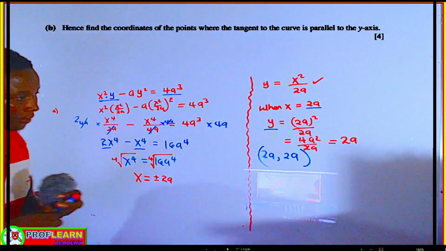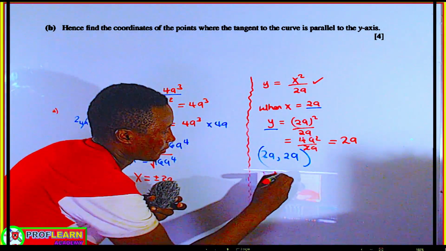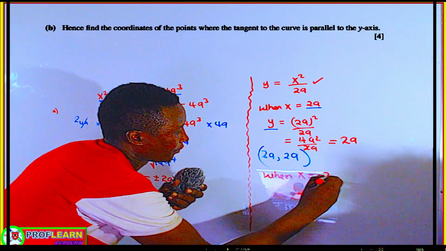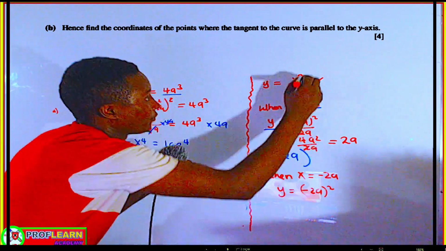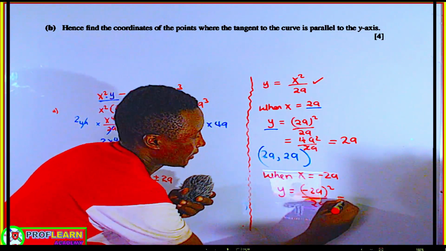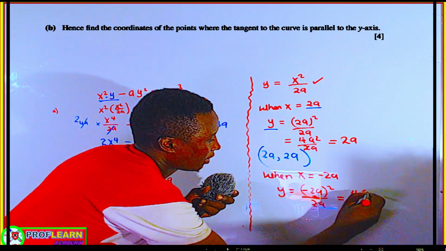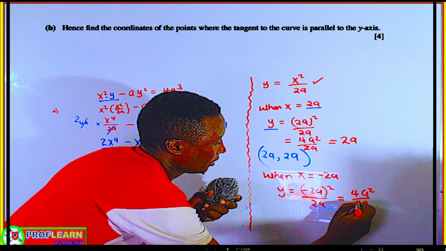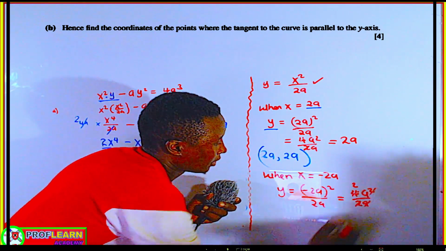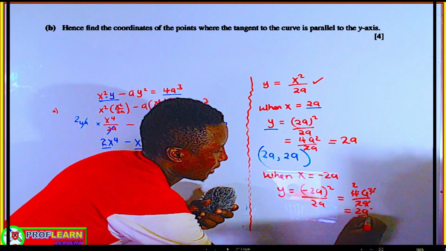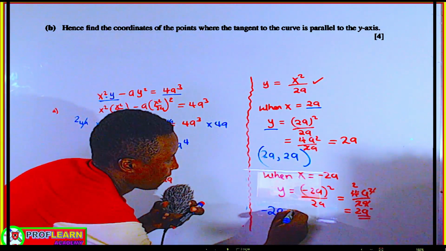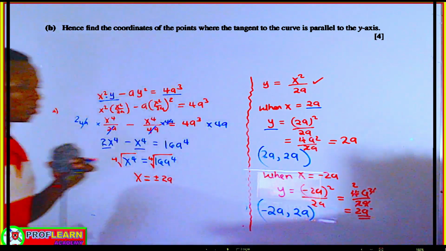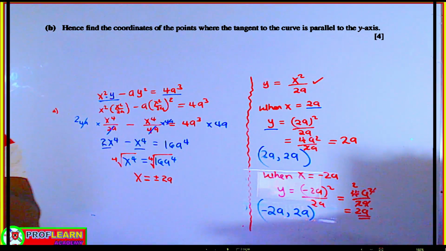So we can also say, when x equals negative 2a, our y is going to be negative 2a squared over 2a, and similarly we have 4a squared over 2a. This cancelling, we get 2a again. So the point in that case is minus 2a comma 2a. So those are the two points where the tangent of the curve is parallel to the y-axis.